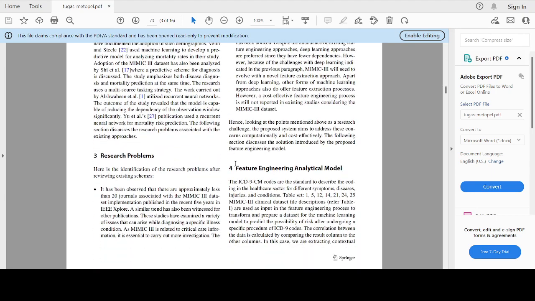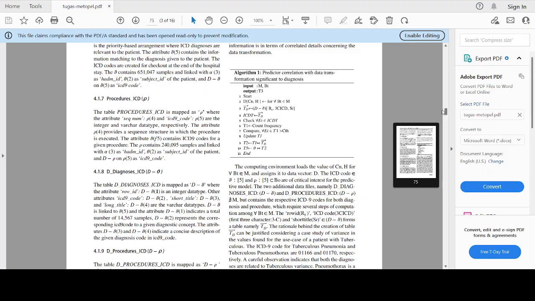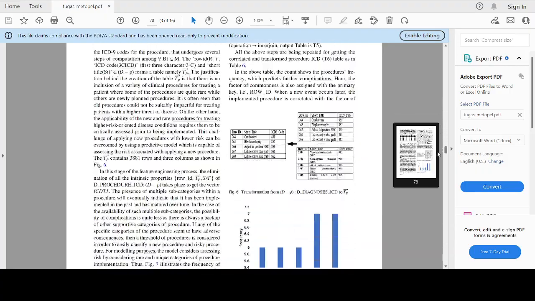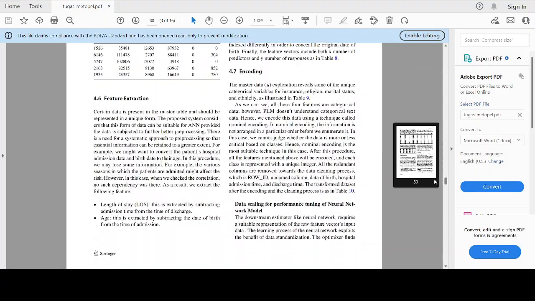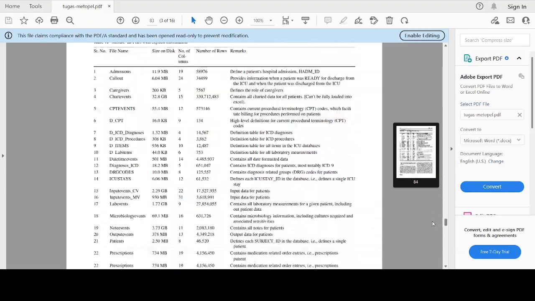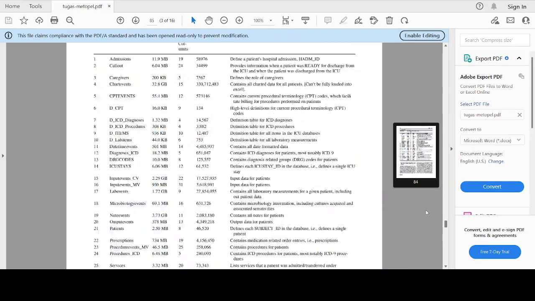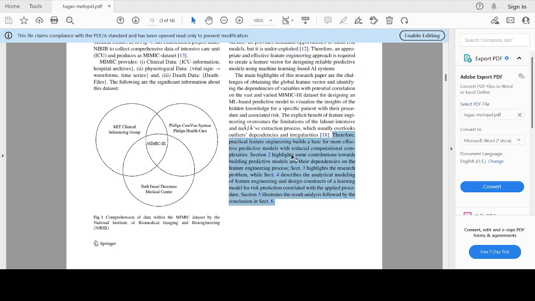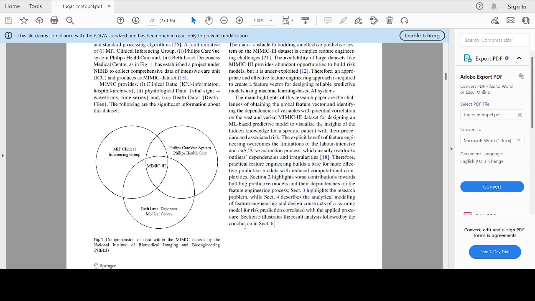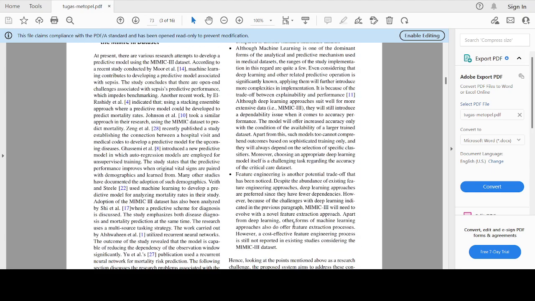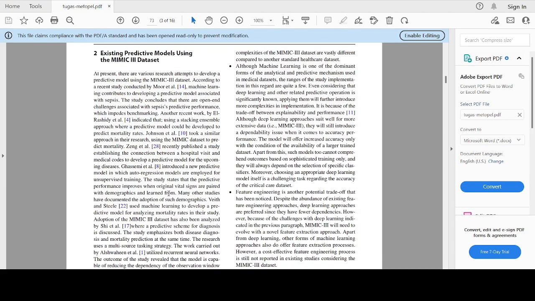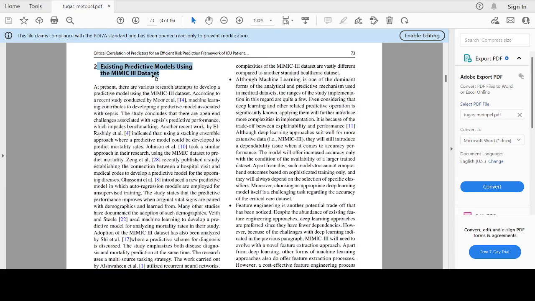Okay, so you can see 2, 3, 4, 5. I think it said it has 6 sections. Yeah, 6 sections, and the 6th section is the conclusion. Okay, entering section 2 of this research paper: existing predictive models using the MIMIC dataset.